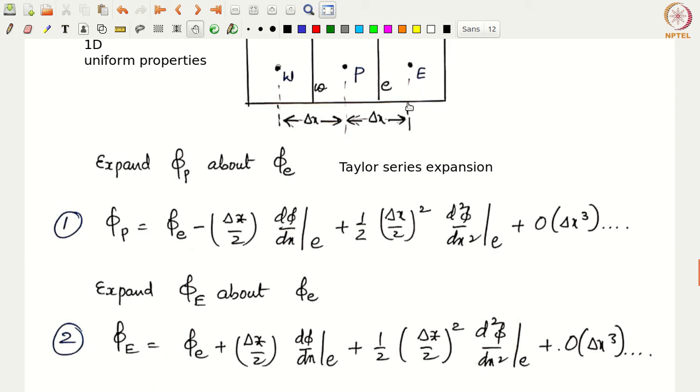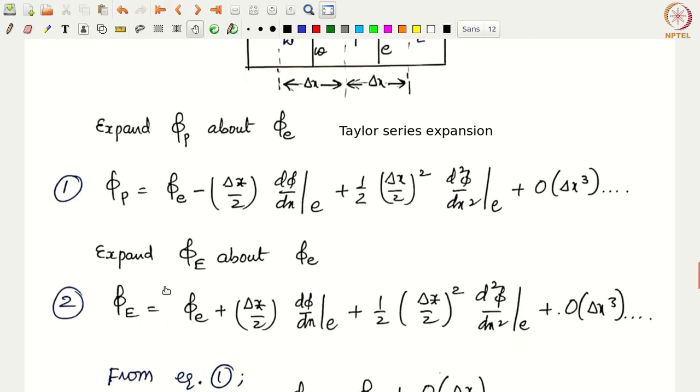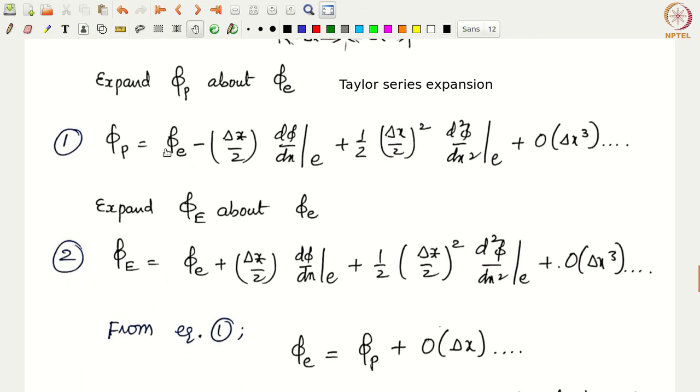Similarly, let me expand phi capital E about phi little e. This would be at a distance of plus delta x by 2. So phi capital E would be phi little e plus delta x by 2 d phi dx on the east face plus half delta x square by 4 d square phi by dx square and so on. You get all positive coefficients here, you get a negative here, and this also has to be a negative. Now from one of these equations we can write phi east equal to phi P plus some order delta x, if you send these terms to the left hand side.